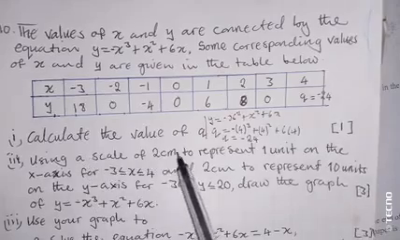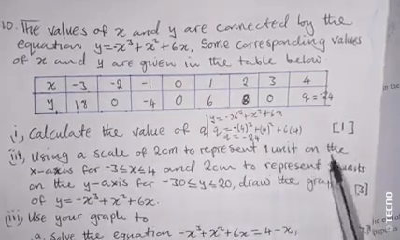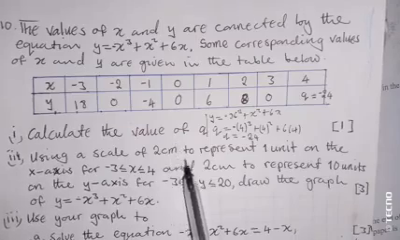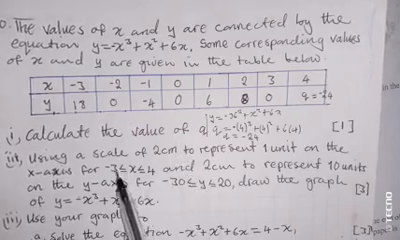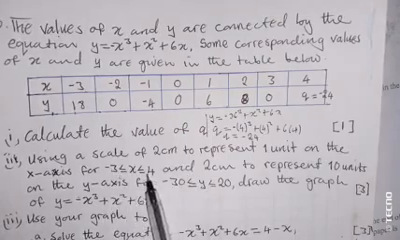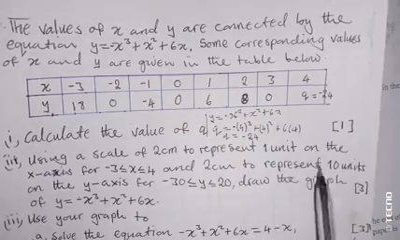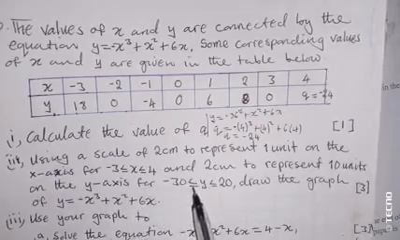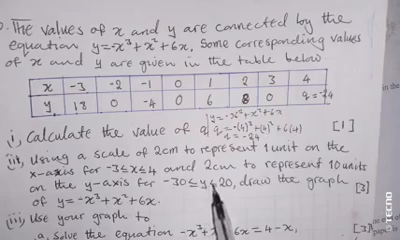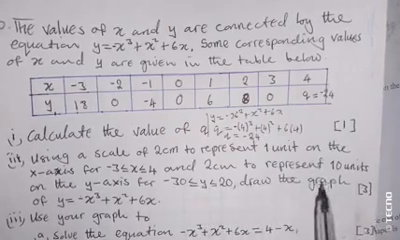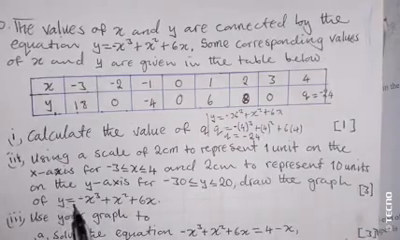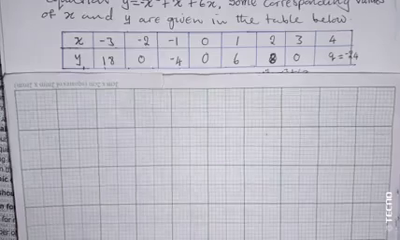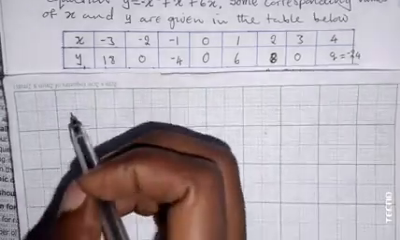Using a scale of 2 centimeters to represent 1 unit on the x-axis. Okay, so on the x-axis we are going to use 2 centimeters to represent 1 unit. Now the range is from negative 3 to 4, and 2 centimeters to represent 10 units on the y-axis, for negative 30 is less than or equal to y is less than or equal to 20. Then draw the graph of y is equal to this cubic function. So now here we will use this graph.